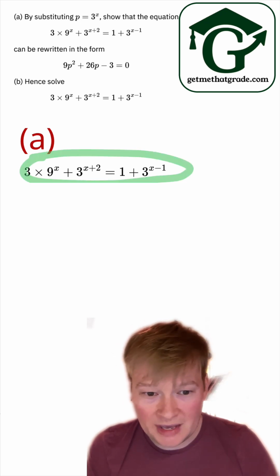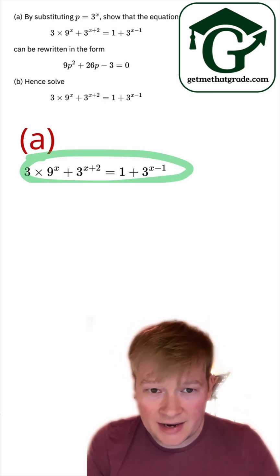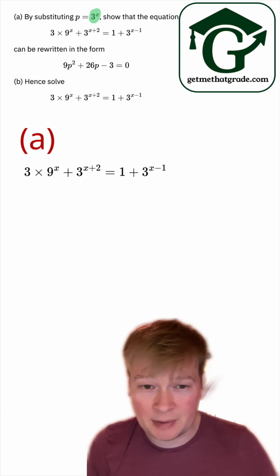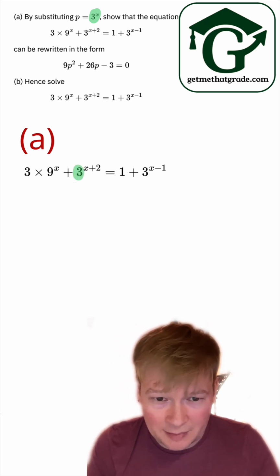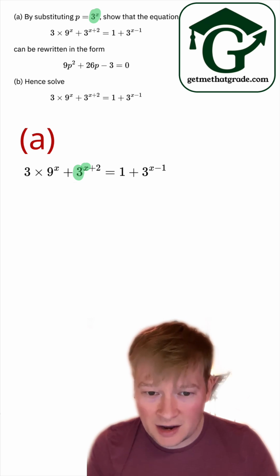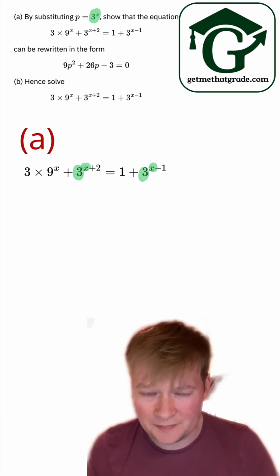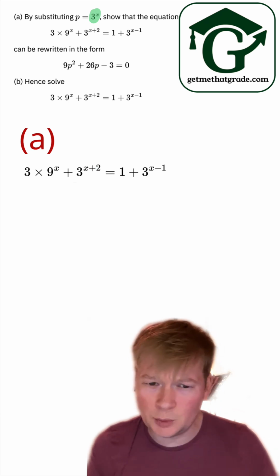So this is what we've been given. Let's see if we can find p equals 3 to the power of x hidden here. Well, I can see a 3 to the power of x here, and I can see a 3 to the power of x here. But this one has a +2, this one has a -1. How are we going to deal with that?